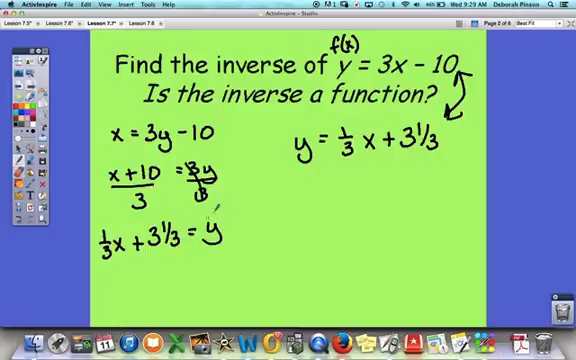Now I want to just show you a little bit with notation. If this was f of x here, this one right here would be called f to the -1 of x. This -1 exponent is your symbol for inverses. So if you've got an f of x, the inverse of it would be f to the -1 of x. If this were a g of x, this would be g to the -1 of x. They're inverses of each other, so they use the same function name. The -1 denotes that it's the inverse. Okay, one more of these.